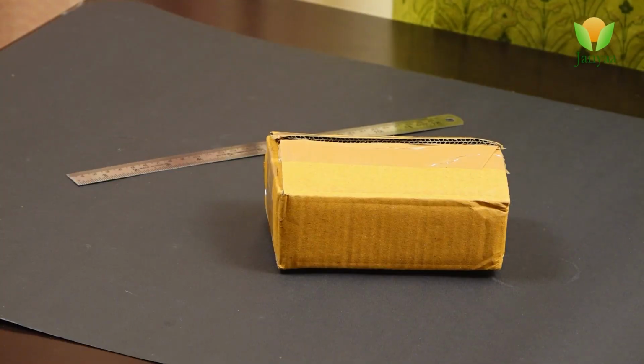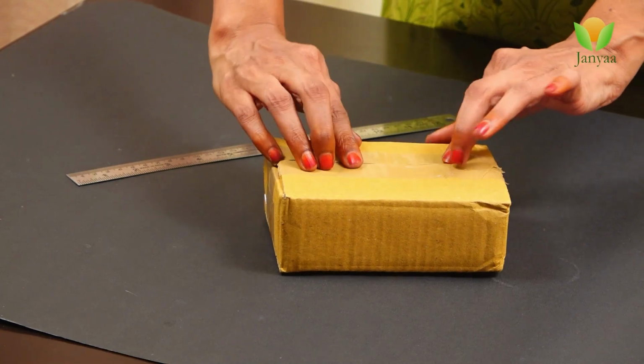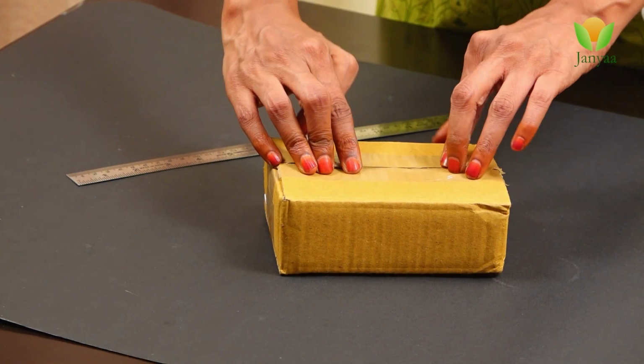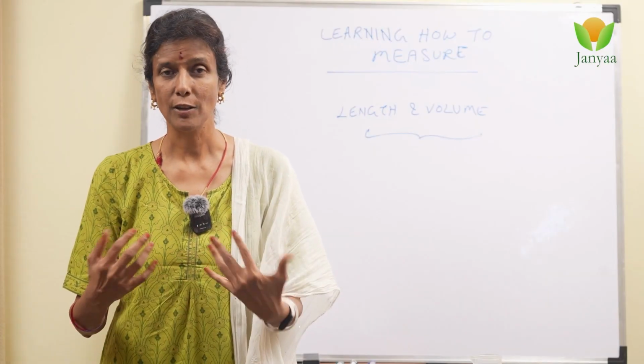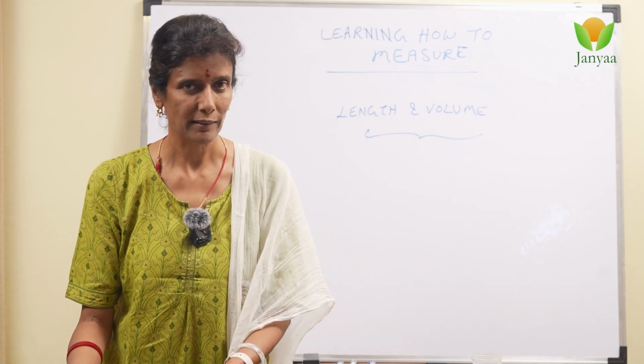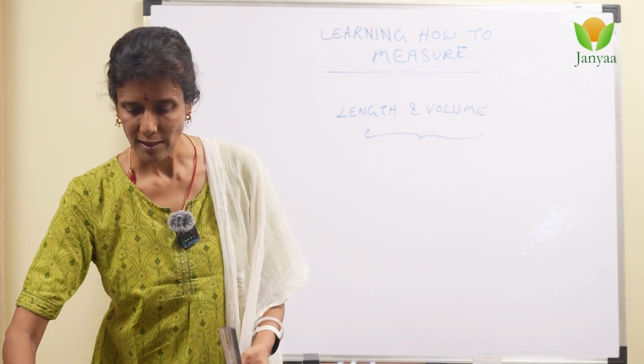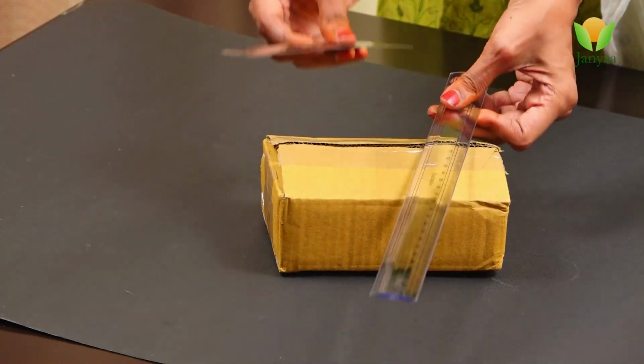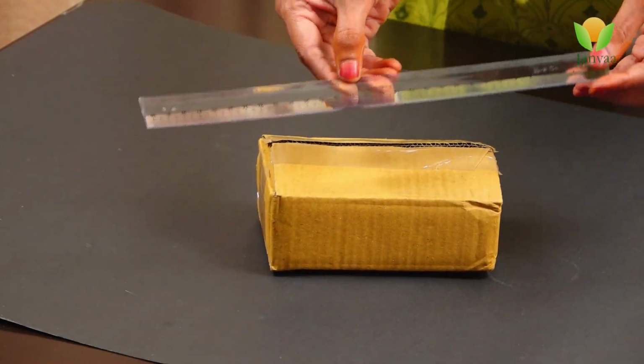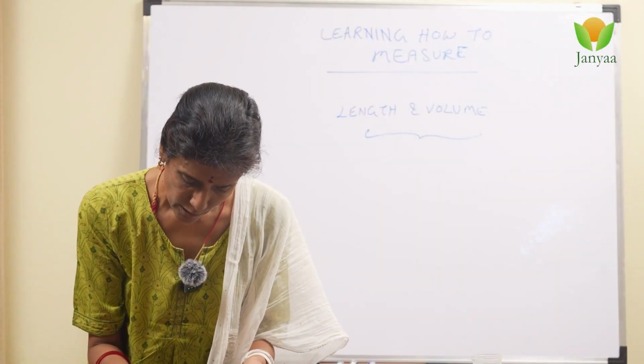Now, for the volume, correct? I want to measure the volume of this box. How do I measure the volume of the box? The formula is length into breadth into height. By the way, I use this scale, but you can use the scale which you normally get in your kits.